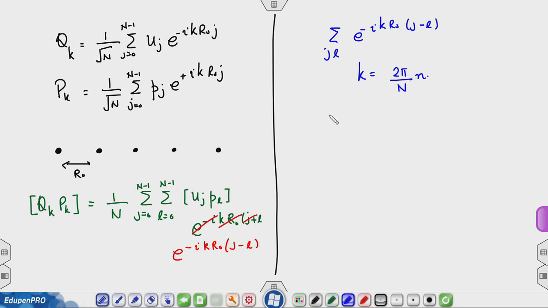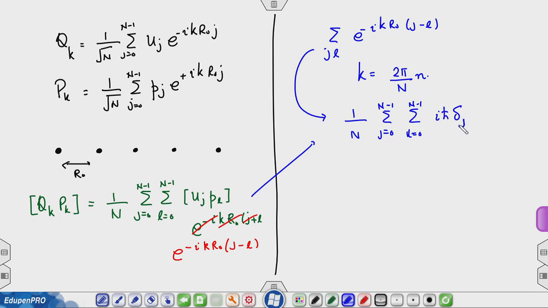So, this is going to be 0 if j is not equal to L. What this gives me, and this you can check very easily by summing like a geometric series, is going to be equal to 1 over N, this whole thing, summation j equals 0 to N minus 1, summation L equals 0 to N minus 1, [u_j, p_L] is i h cross delta_jL, and then I have e raised to minus i k r_0 (j minus L).